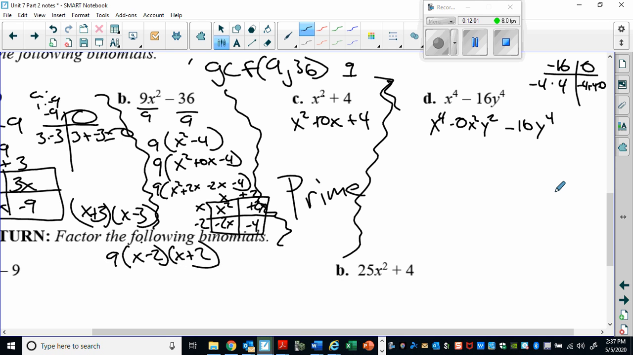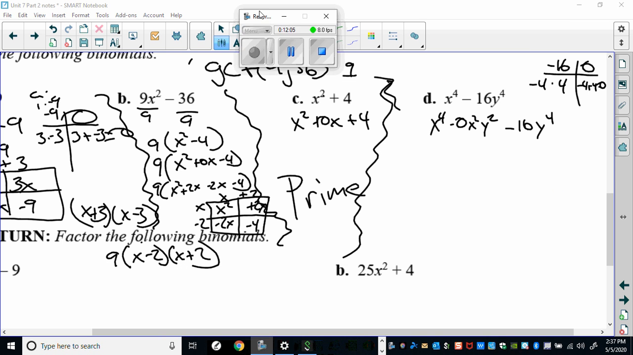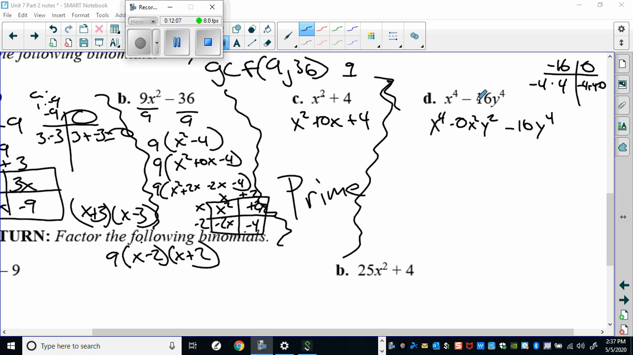All right, so as you saw, there were a bunch of numbers that did multiply to negative 16. We only wanted whole numbers. For sake of time, I simply just chose the answer. All right, so now we're moving on. So we have x squared, x to the fourth, and then we have minus 4x squared y squared plus 4x squared y squared, minus 16y to the fourth.